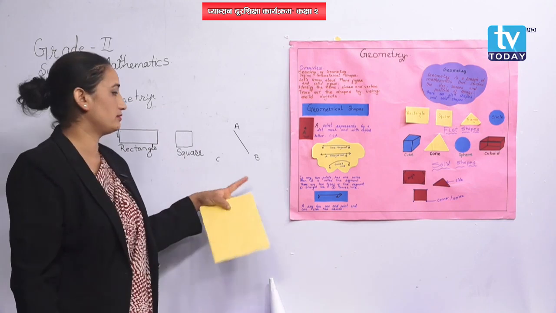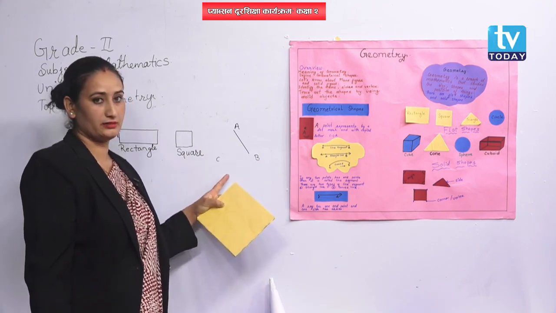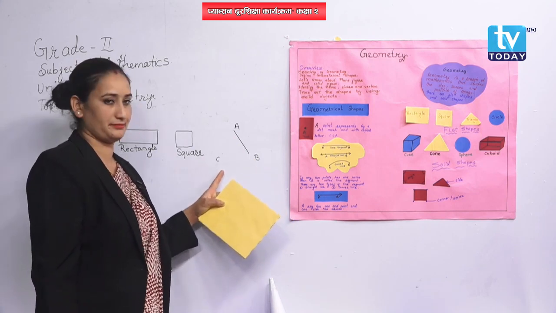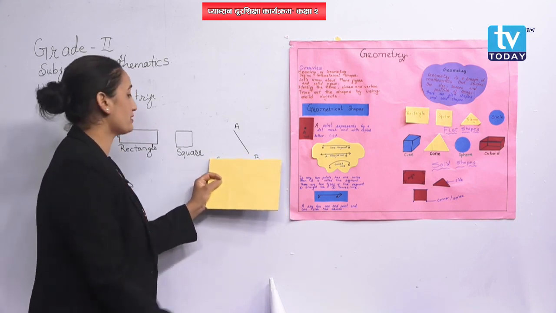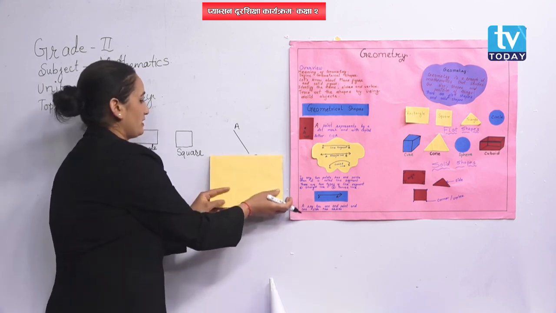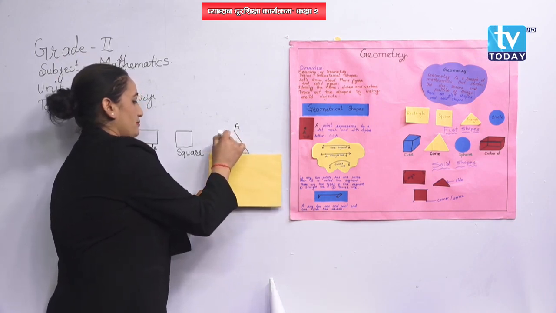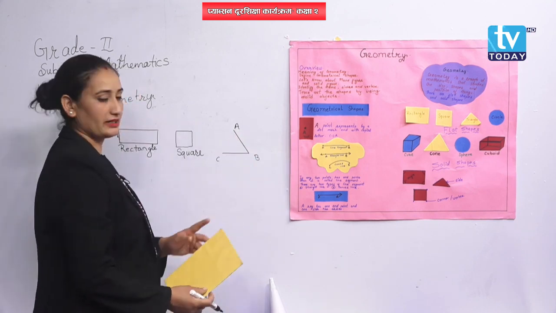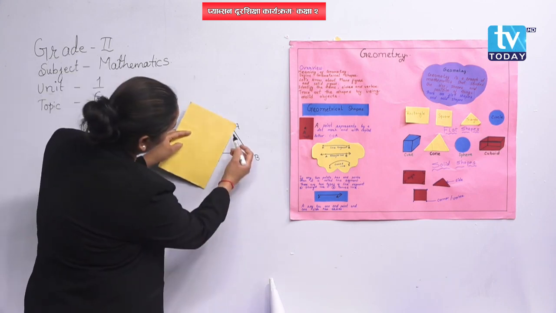Now second, either you can join AC or BC. I'm doing BC. You want to do BC? Okay, I will also do the same thing. Okay, fine. Good. Now which one is left? AC. Okay, let's join the AC also.